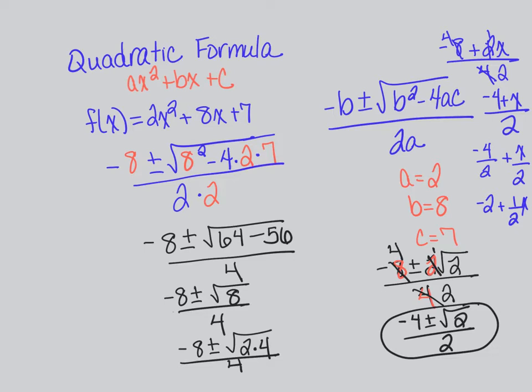If a student wanted to do -4 divided by 2, and then have plus or minus the square root of 2 over 2, that's okay as long as you've got that right there. Make sure that you've got that. Okay?